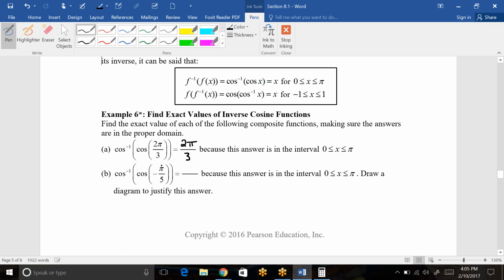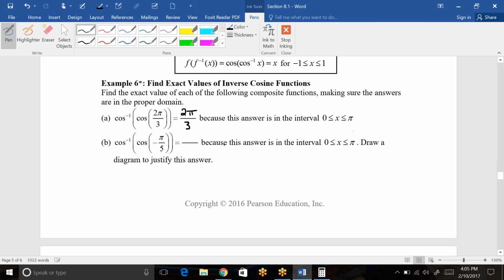Cosine inverse of cosine of -pi over 5, notice that is not between 0 to pi, but we can find an answer that is. So -pi over 5 is down here, and its reference angle is actually pi over 5, because it's just measuring from the x-axis, which is how we find reference angles. The reference angle will just be positive for us, because we're just measuring this angle distance right here. So remember, the acceptable quadrants to be in are quadrant 2 and quadrant 1.